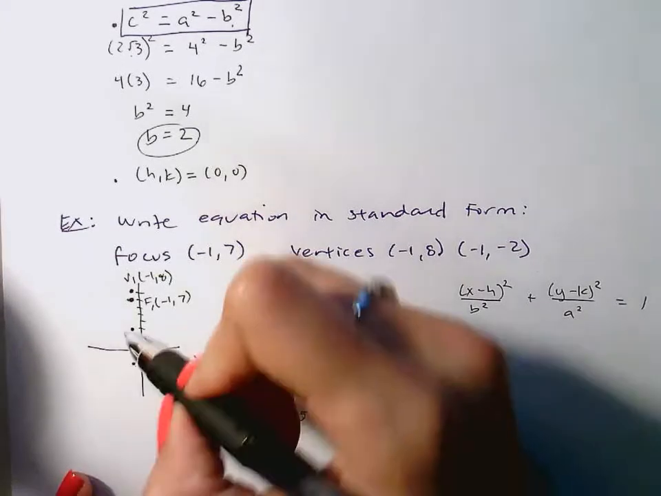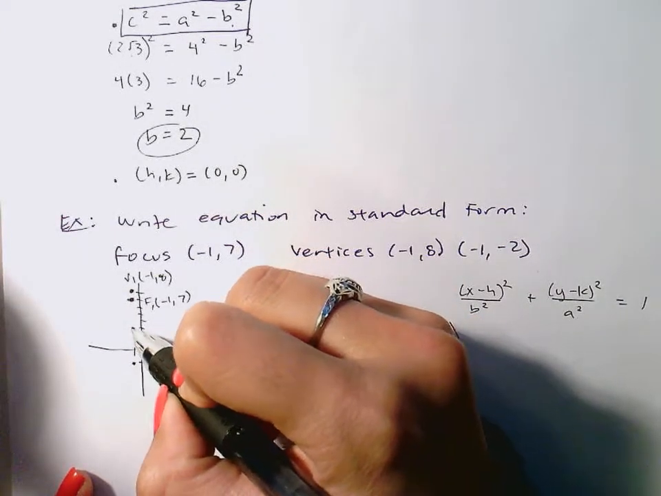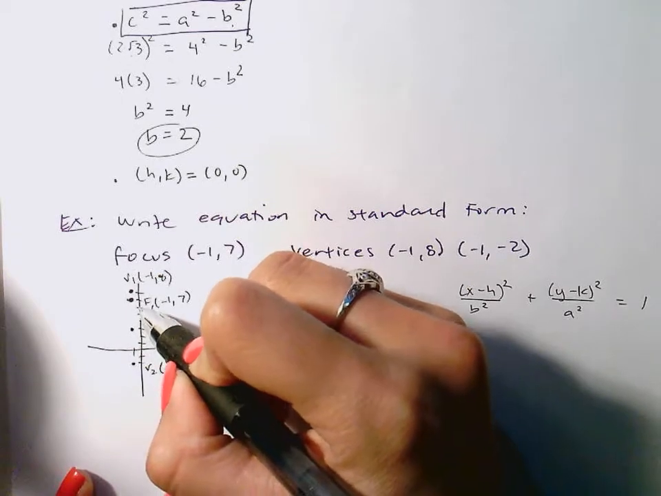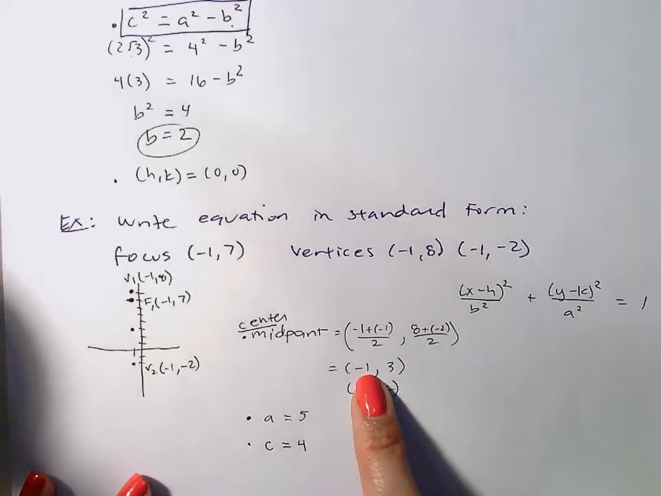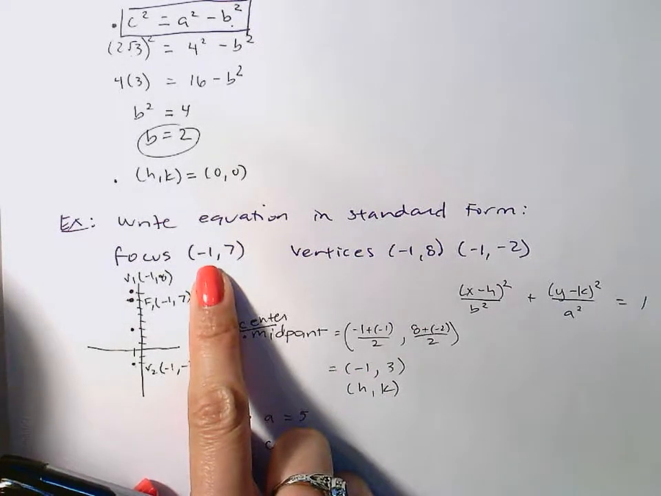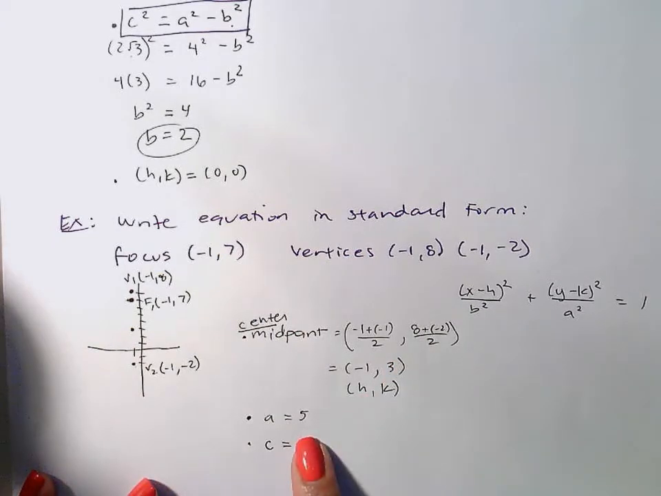So c is equal to the distance between the center and the focus. So this is 1, 2, 3, 4. So c is equal to 4. So the distance between this point, negative 1, 3, and this point, negative 1, 7, is 7 minus 3, which is equal to 4. So that gives me, again, c is equal to 4.